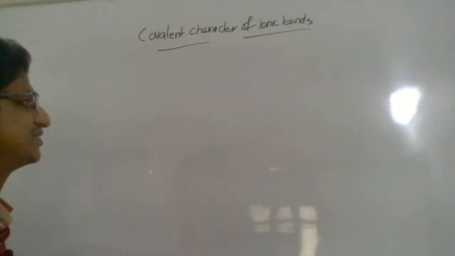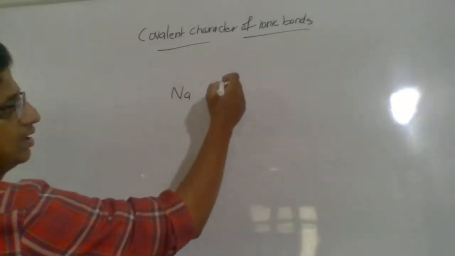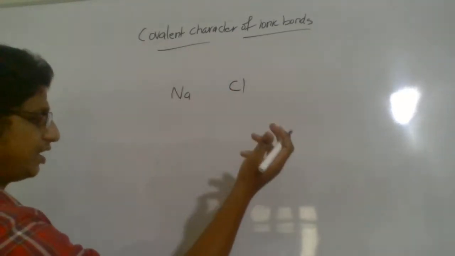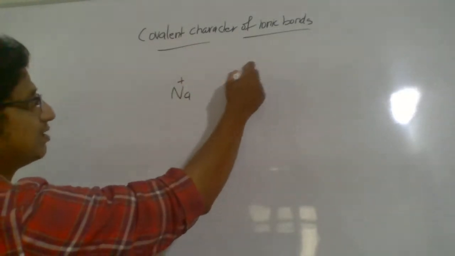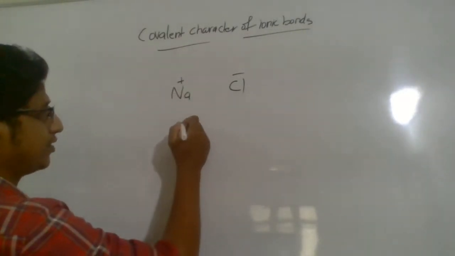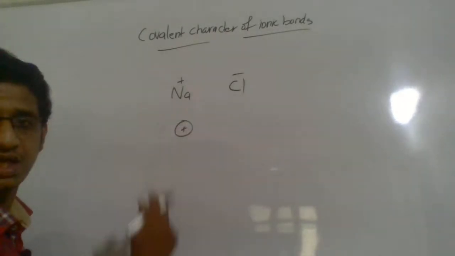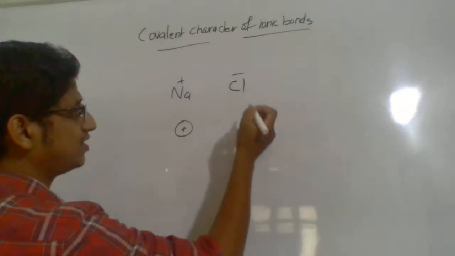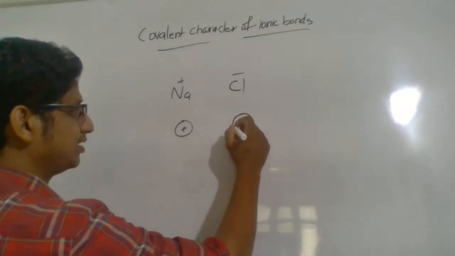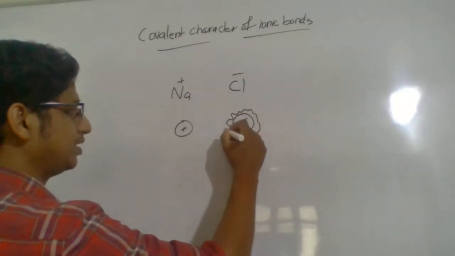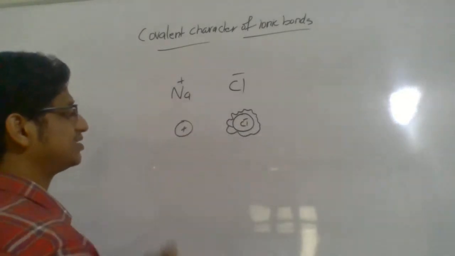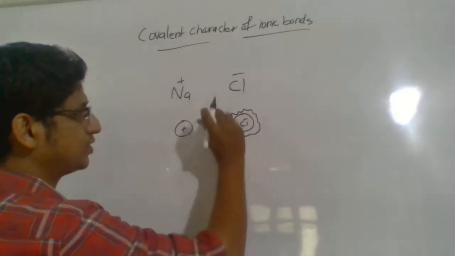Let us start with the simplest example. We know sodium chloride is more ionic, right? But now it is observed that in an ionic bond it exists as Na plus ion and Cl minus ion, that is cation and anion. It is observed that a positively charged cation, let me represent like this, has the ability to distort the electron cloud. Let me represent, this is chlorine minus and there will be an electron cloud around the chloride ion.